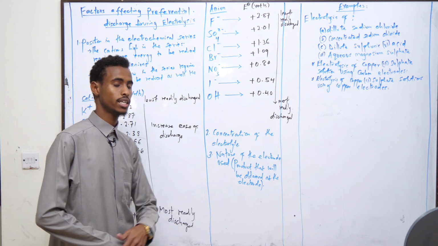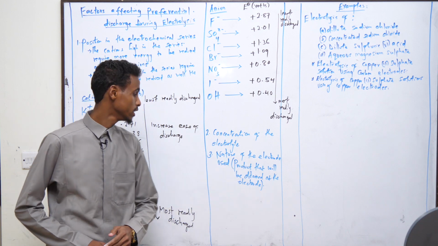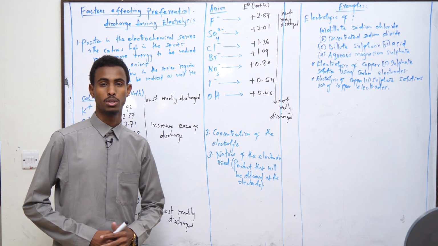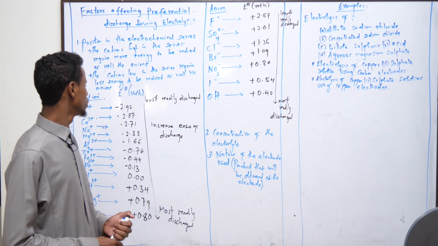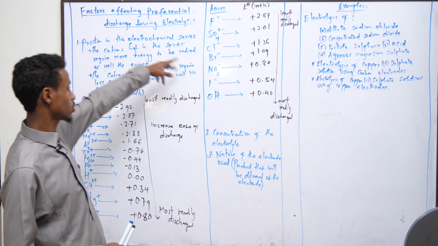Now class, I want us to look at number 2, which is concentration of electrolyte. And number 3, the nature of the electrode used will determine the product that will be obtained at that electrode. Good. Now let's look one by one. Number 1, position in the electrochemical series.